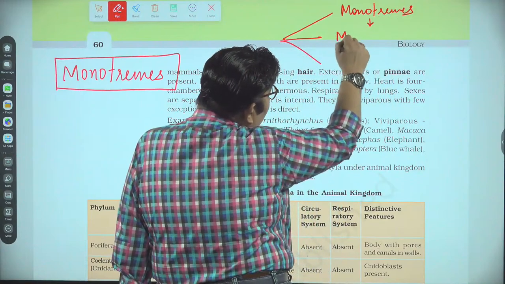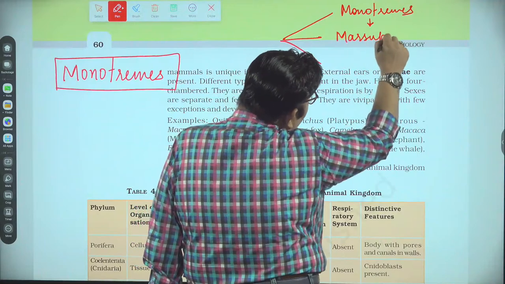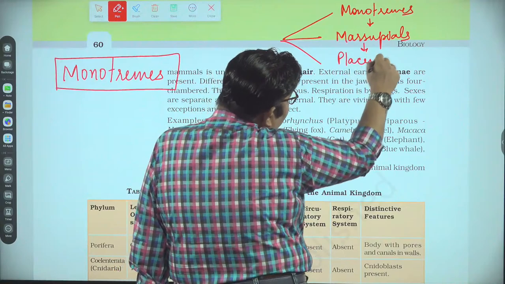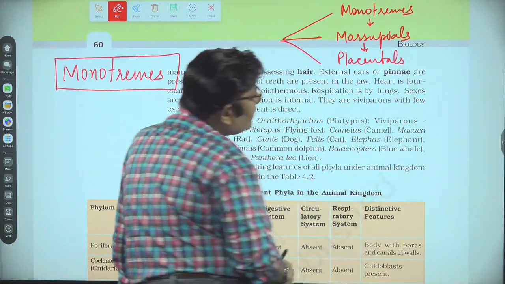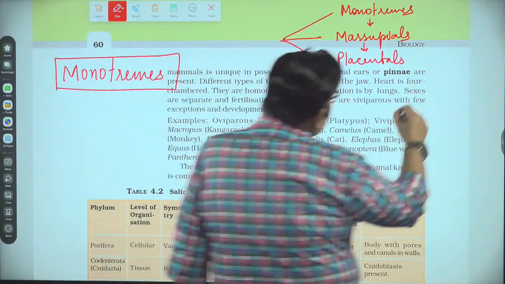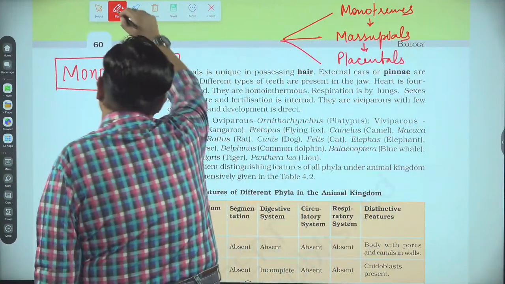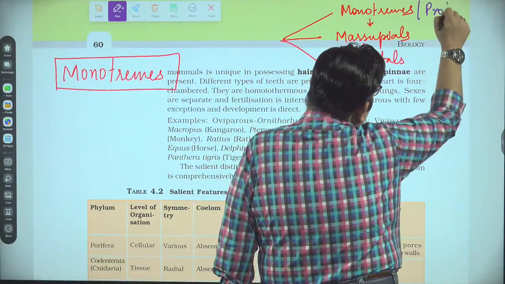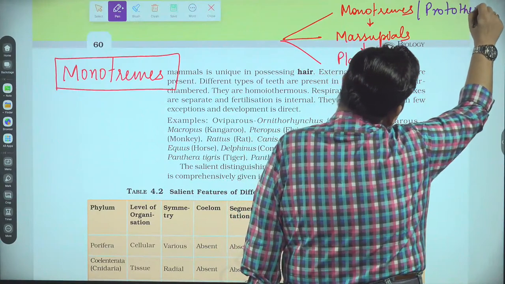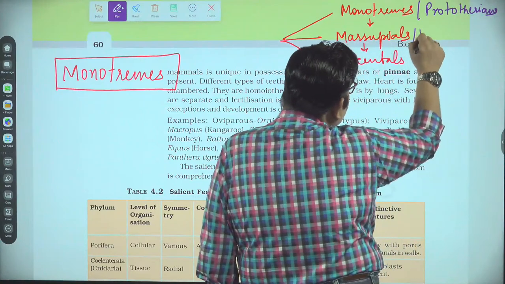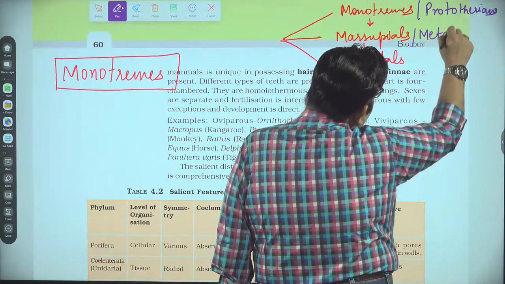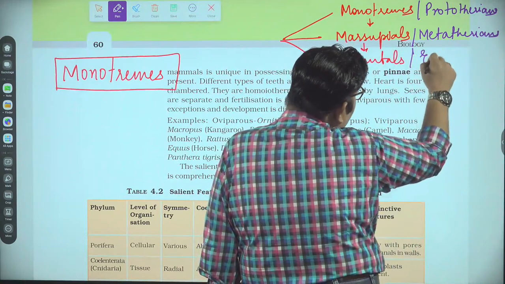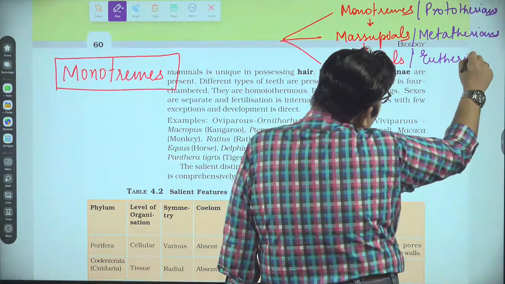After monotremes came the marsupials, and after the marsupials came the placentals. So these monotremes, beta, can also be known as the prototherians. And marsupials are also called the metatherians, and the placentals are also called the eutherians.